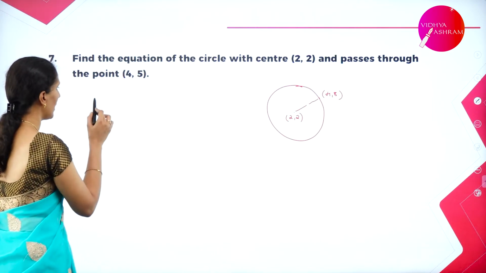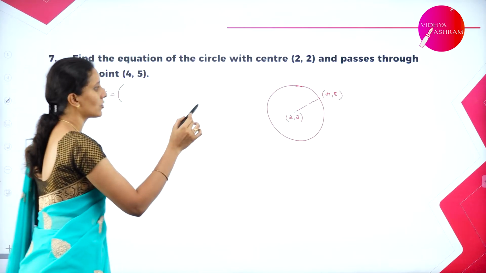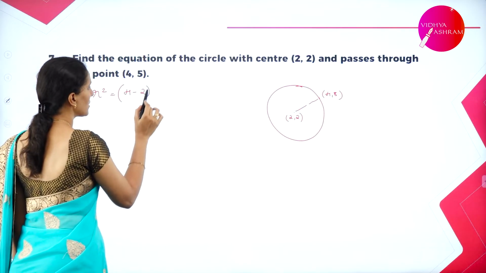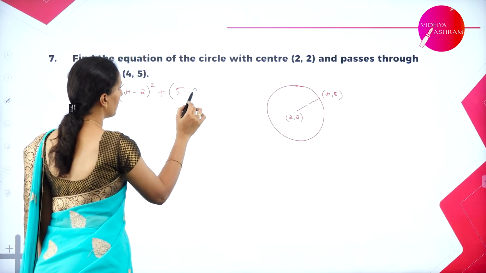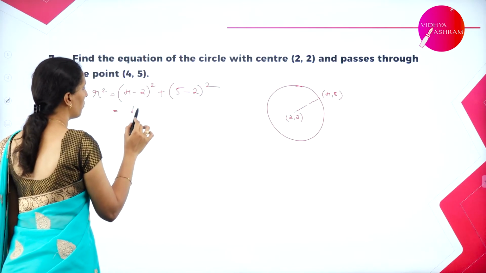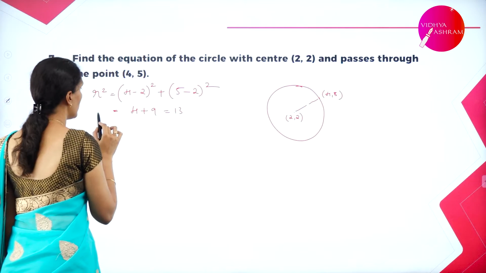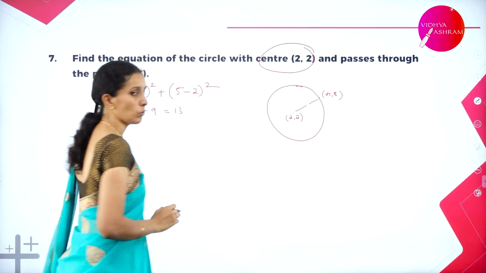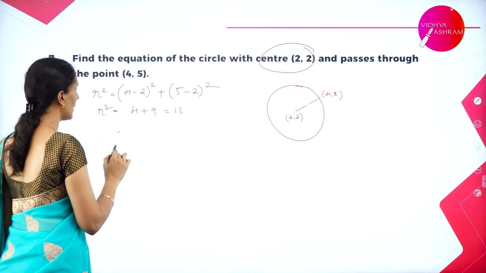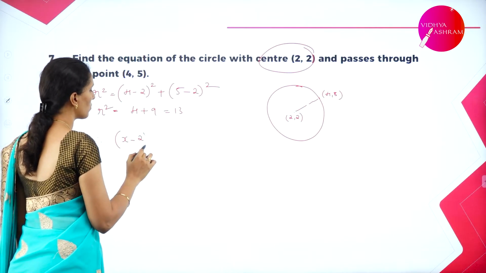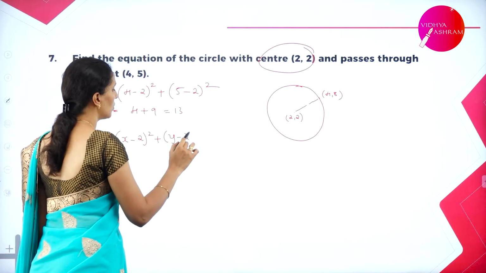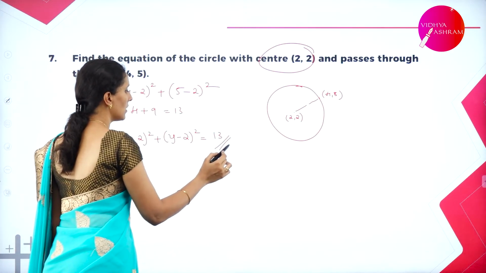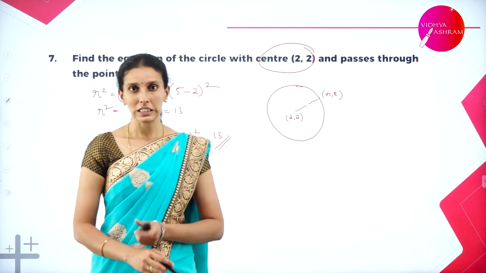So r² = (x2 - x1)² + (y2 - y1)², which becomes (4 - 2)² + (5 - 2)², which is 4 + 9 = 13. Therefore r² = 13 and the center is given as (2, 2). So the equation of the circle is (x - 2)² + (y - 2)² = r², where r² is 13. So this is the required equation of the circle.